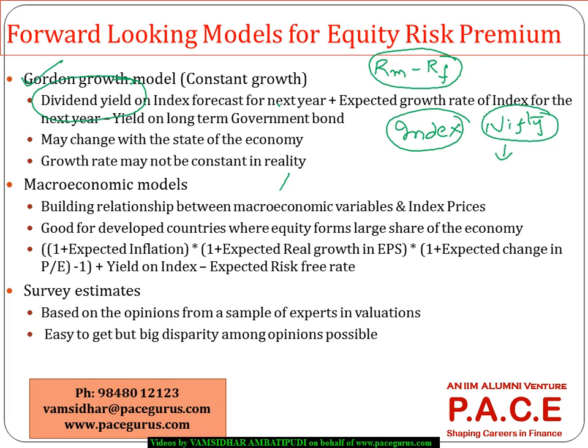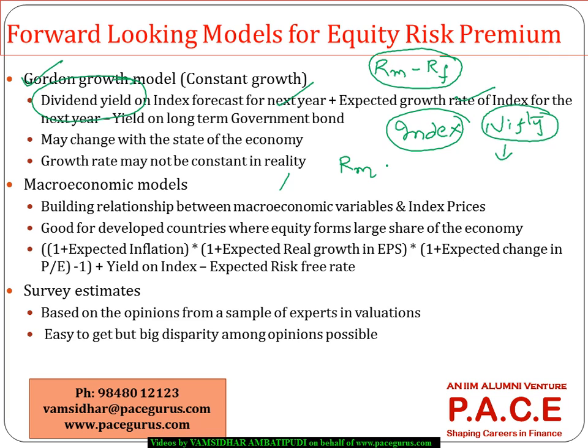So using some mechanism we forecast the dividend yield for the next period, and using some other mechanism we forecast what the index value would be at the end of the next period. This helps me find out the growth in the index for the next period. So we are looking at the dividend yield along with the growth in the index. These two together are an estimate of RM. So the dividend yield during the period plus the change in index during the period, minus the risk-free rate of return.